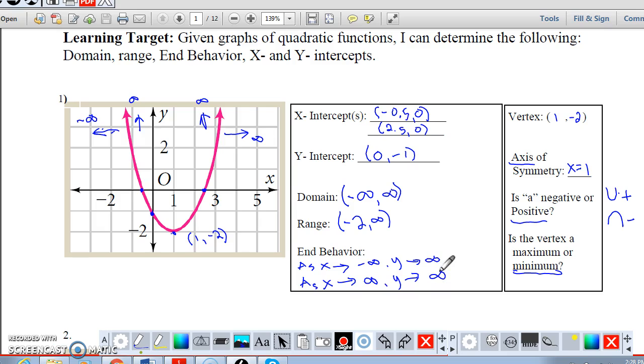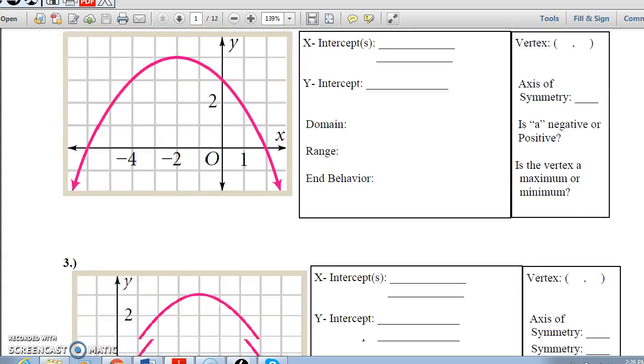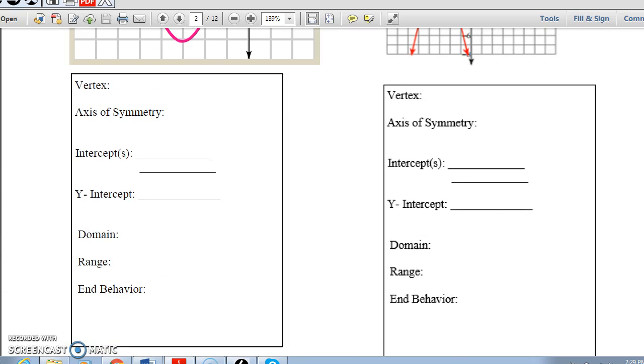All right, so why don't you practice the rest of the pages? We may have two pages for this. Yep, pages 1 and 2, and let me know if you have any questions.